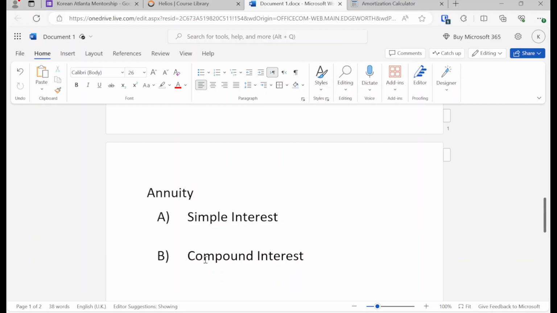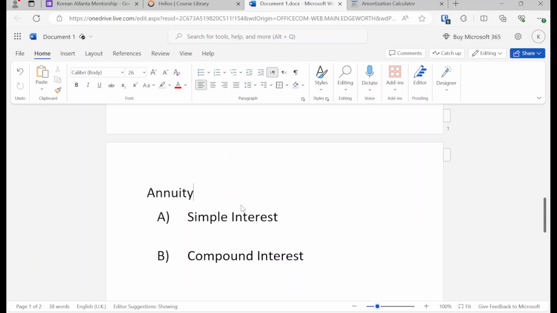So if you have an annuity or a savings account, or maybe a CD, usually savings accounts and CDs use compound interest. And annuities, if you don't know what they are, are just an insurance product. I'm not going to go too much into it, but they have several options, like simple interest and compound interest, right? So what does simple interest mean?